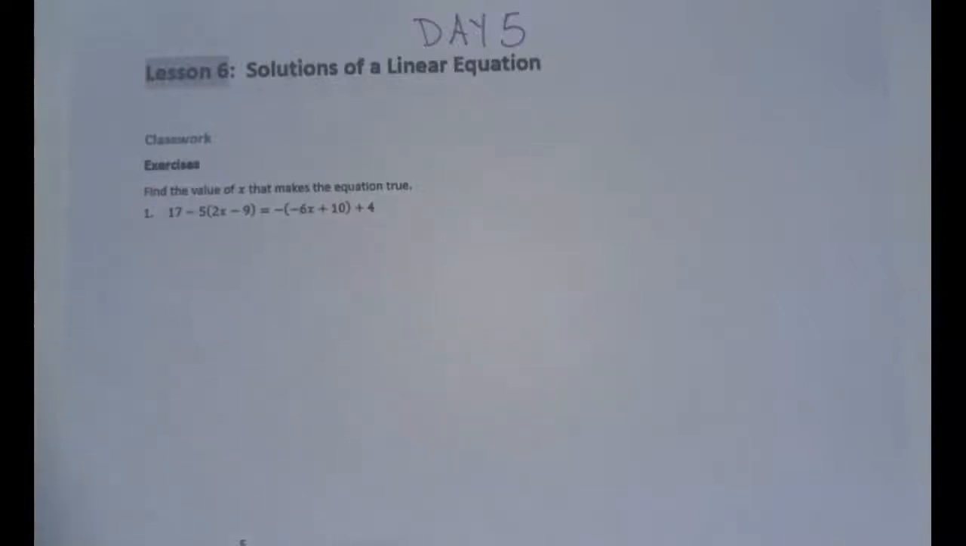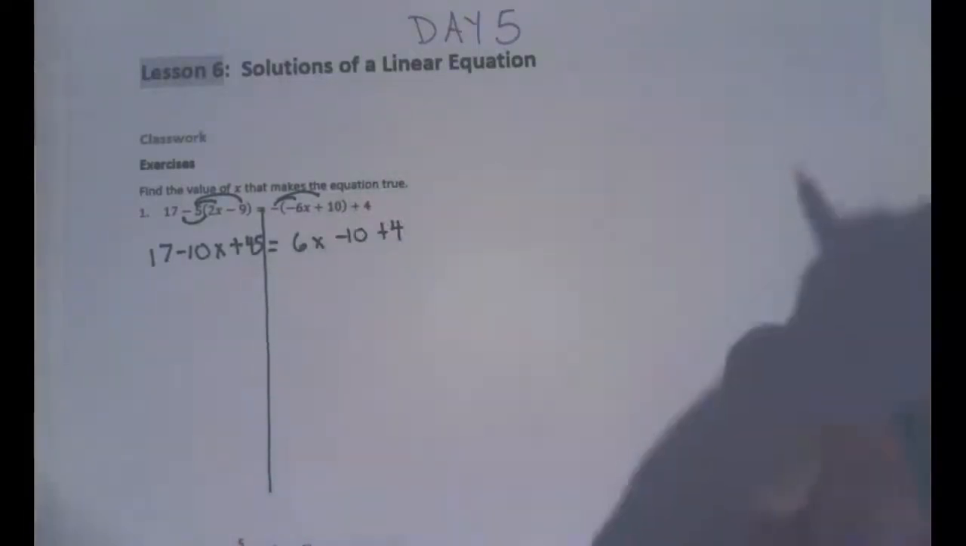Today we're going to continue our work with solutions of linear equations. So we're going to start right here. Lots of things to be done. We're going to start by distributing this -5 and this -1 to each of the terms inside the parentheses, leaving me with 17 minus 10x plus 45 equals 6x minus 10 plus 4.